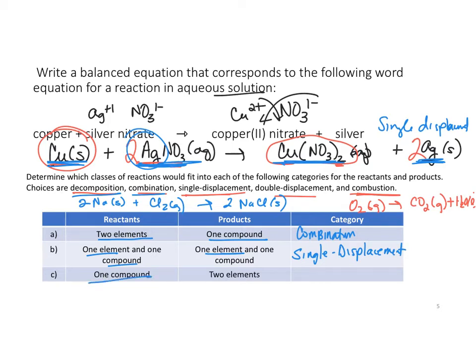If you have one compound, let's say sodium bicarbonate, and then you get, well, let's just make that bicarbonate, and now you have two elements. We'll see some going forward, but this is basically one compound and two elements. That would be decomposition. So you can see that decomposition and combination are really opposites of each other.